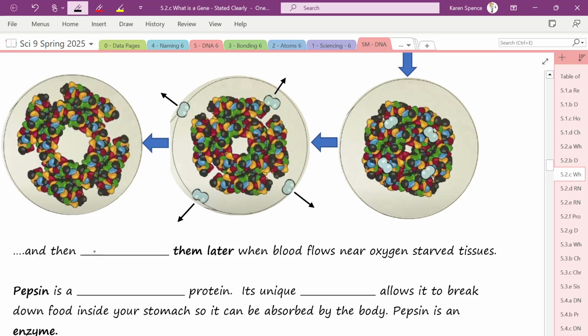All right, and then it releases the oxygen molecules later when the blood flows near oxygen-starved tissues.